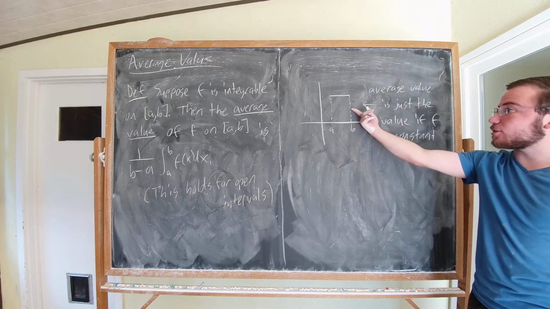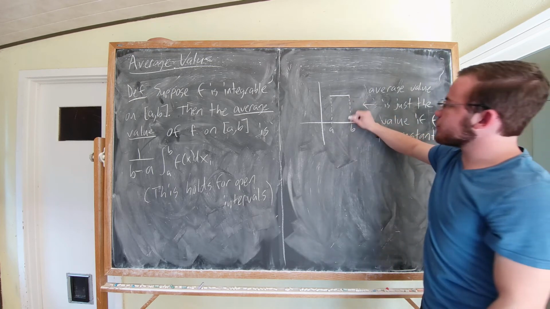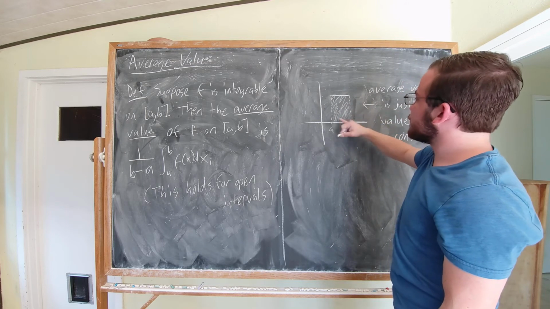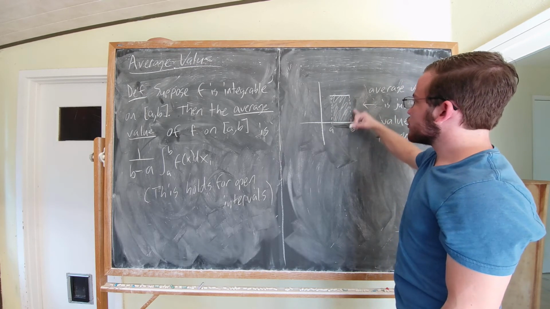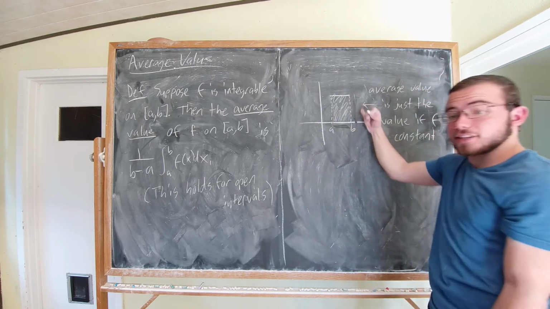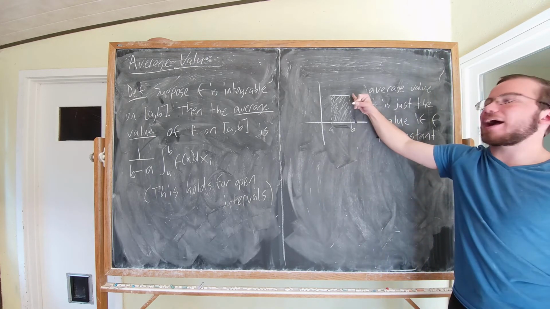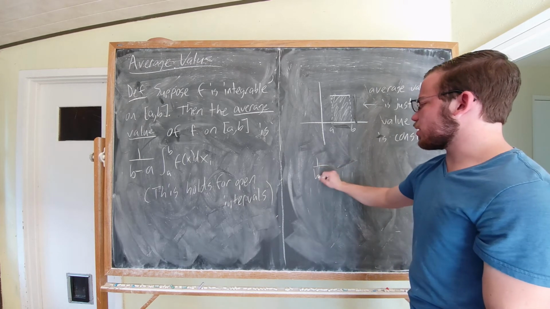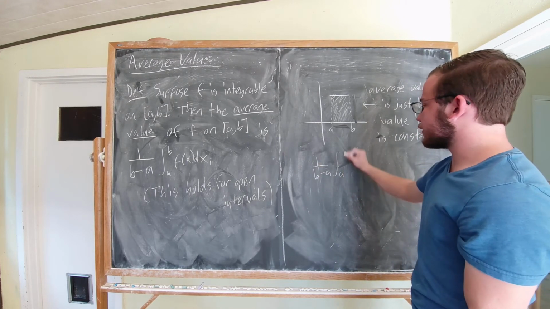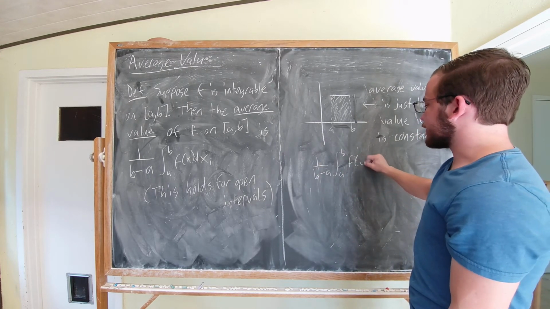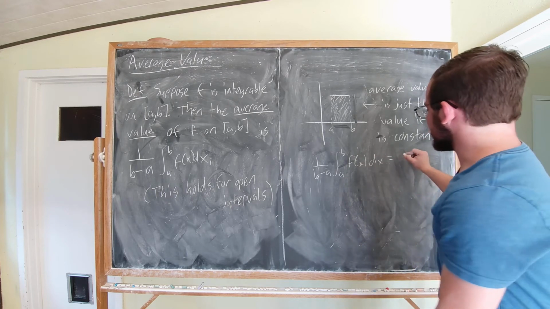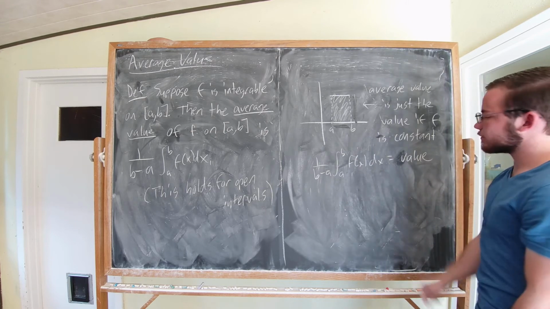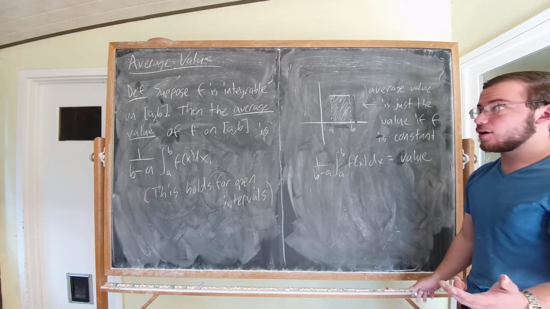Well, how would you find it? Geometrically, that's a rectangle. So how would you find that side? Well, if you're given the area and you divide by the width, you'll get that length, which is the side we're looking for. We're looking for how high that is. So that gives you precisely 1 over b minus a times the integral from a to b of f of x dx would be the value. That's what we're looking for.